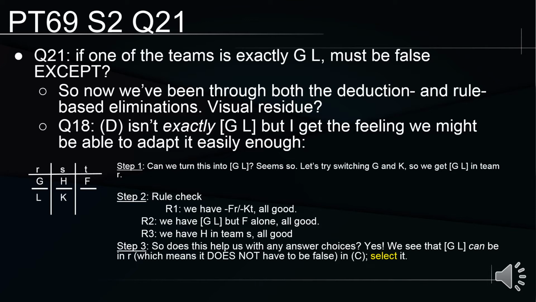So again, this question was a must be false, except all the answers that we eliminate are ones that have to be false. We are picking the one that does not have to be false, i.e. it could be true. So I plugged in the GL restriction. I didn't so much plug it in as I took question number 18's correct answer and modified it very easily to make it reflect our question stem here. And then I worked it through, checked all the rules, and it looks like G and L can be in team R. So yeah, that possibility does not have to be false. It's definitely workable. We just proved it here. So we pick C and we are done.